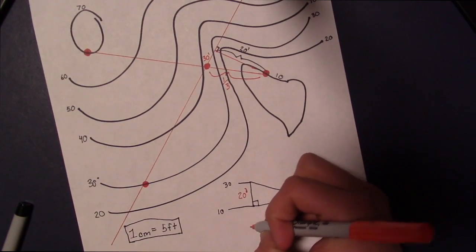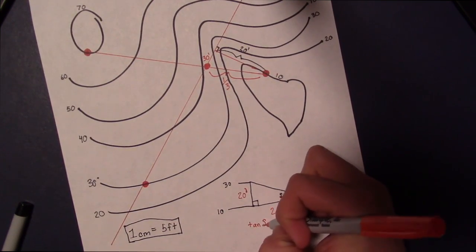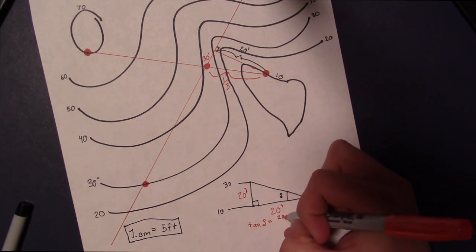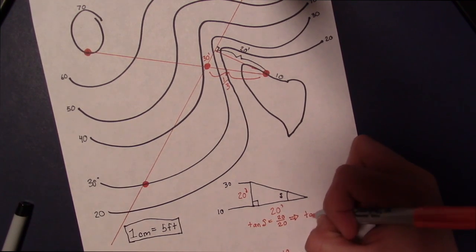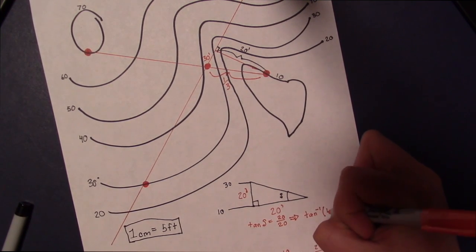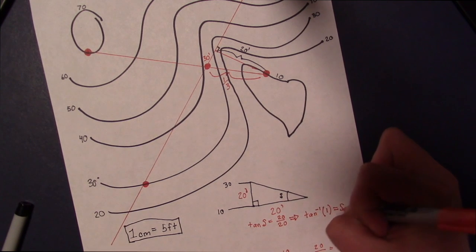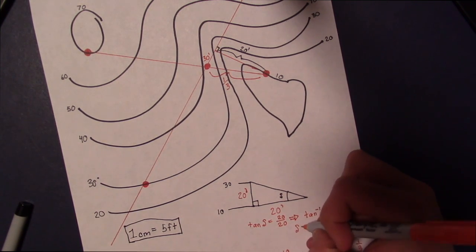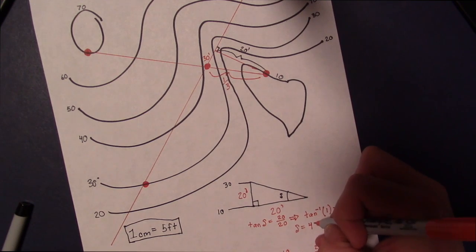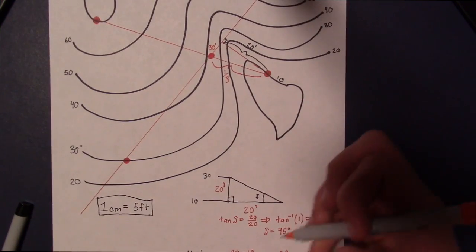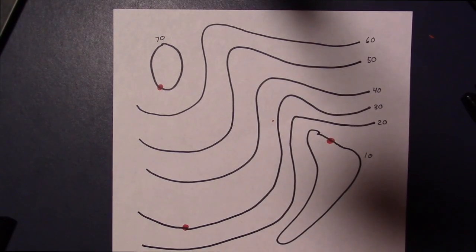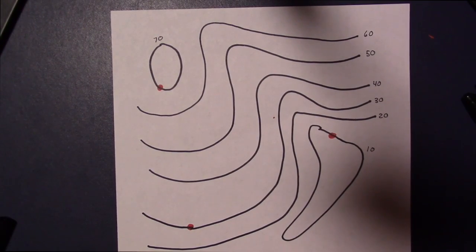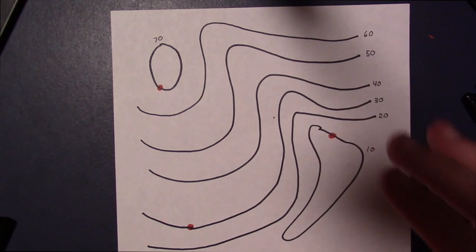We know that the tangent of delta is equivalent to 20 over 20. And this implies that the inverse tangent of 1 is delta. Thus, delta must be 45 degrees. And so this has to be our dip angle. So now that we have determined all the different characteristics of our plane, the next exciting step is to figure out where our plane actually intersects with the surface.